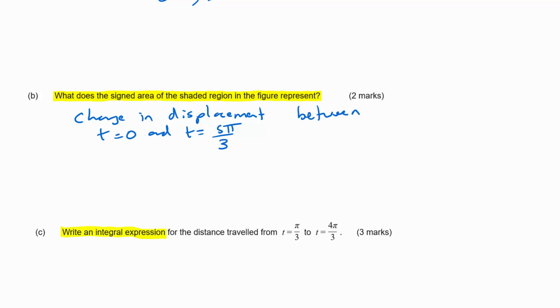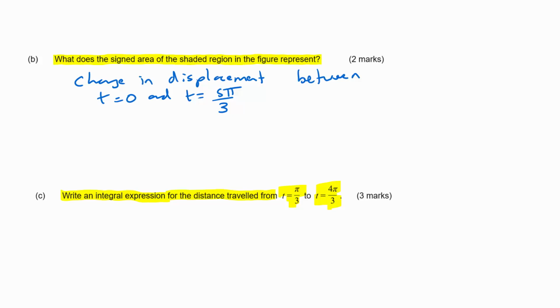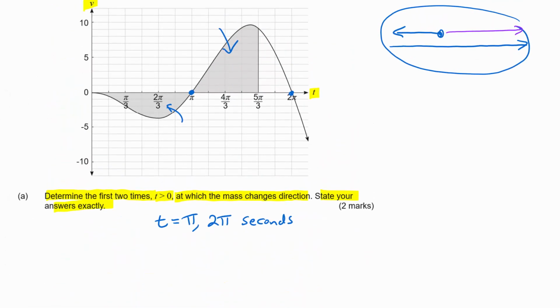Write an integral expression for the distance travelled from t equals pi by 3 to t equals 4 pi by 3. So there's various ways of doing this, but when you're asked for distance, it's often a good idea to use the modulus, because it cuts out all of the above and below business. So in other words, the modulus would actually just reflect that one up there, and then your area is all going to be above.